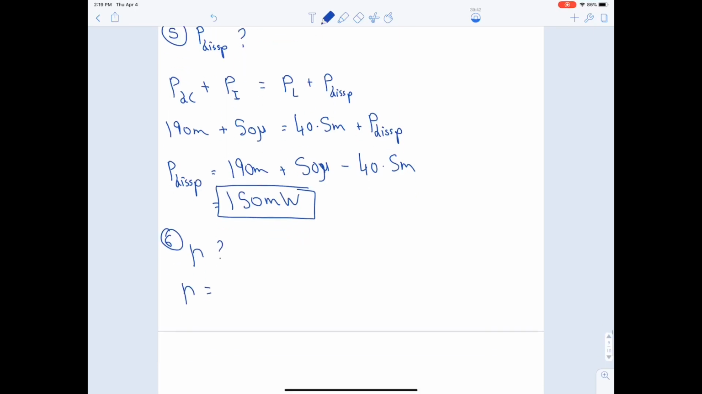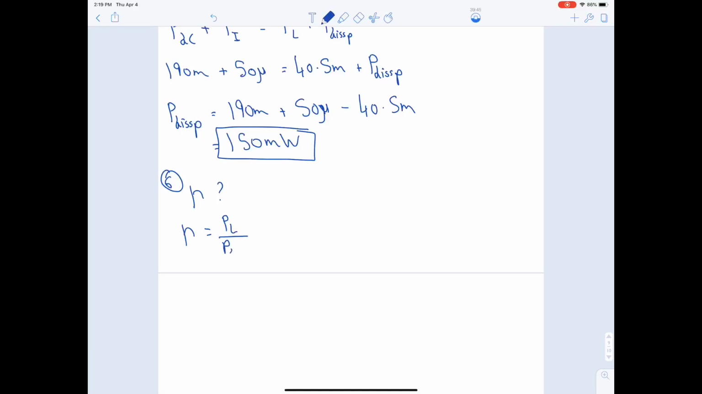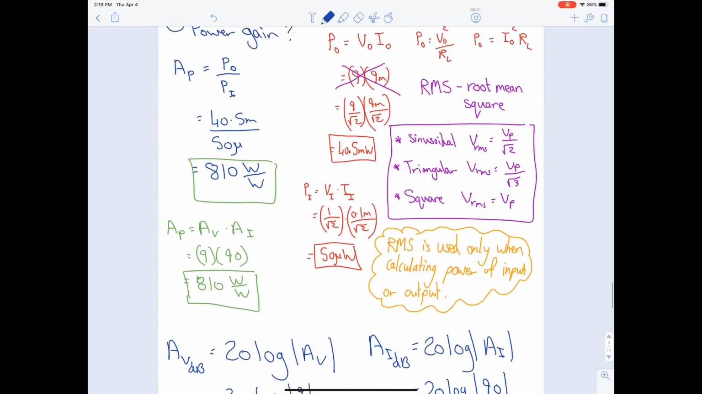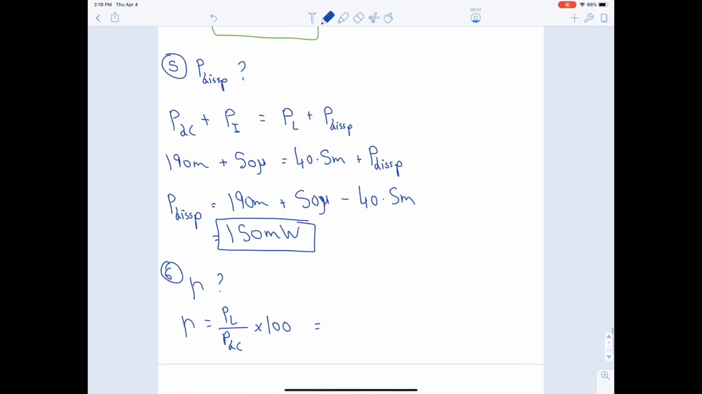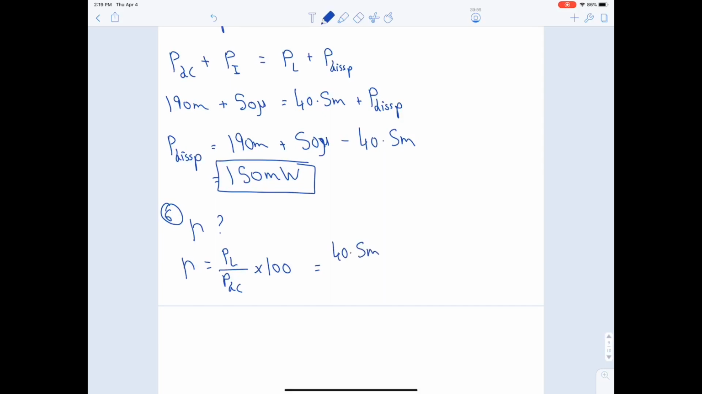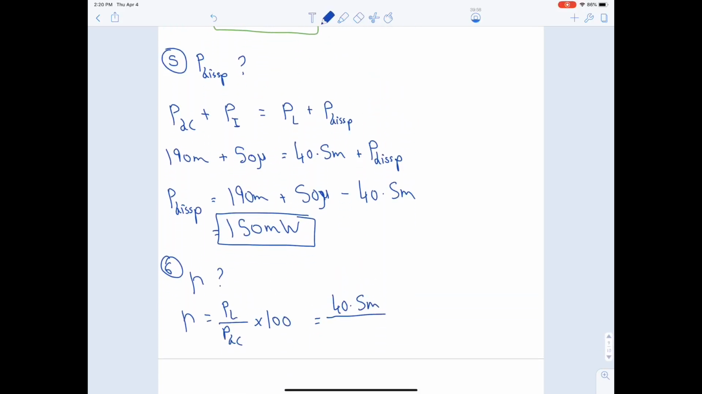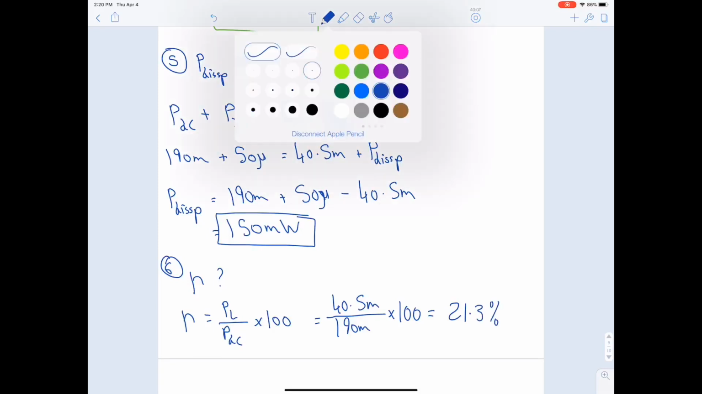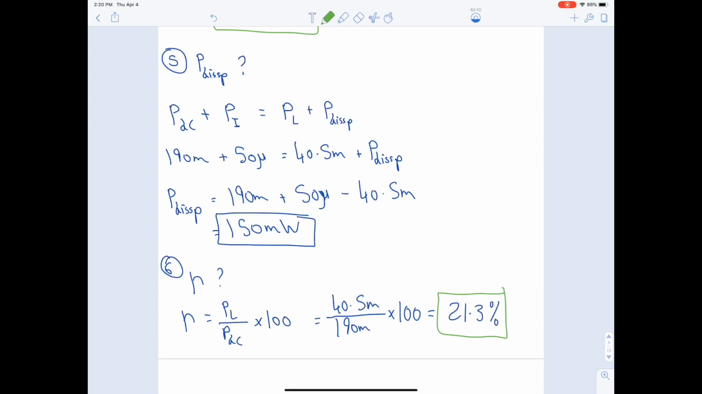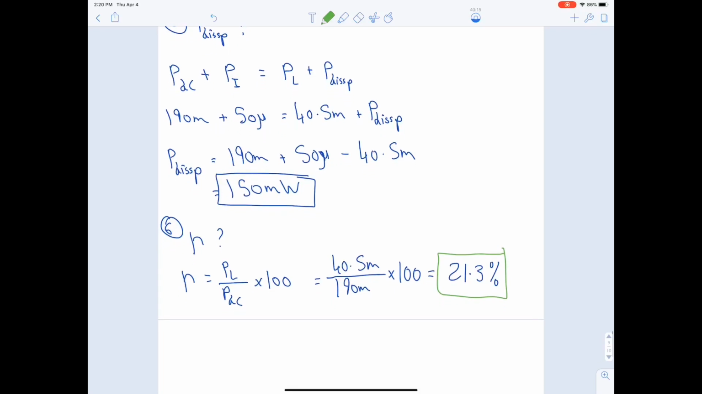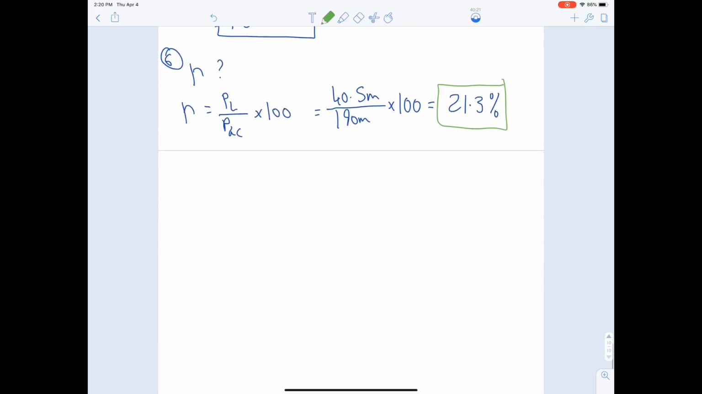Okay, the last requirement is the efficiency. Efficiency is equal to P load divided by PDC multiplied by 100. We said that the P load is equivalent to the P output, which is 40.5 milli, divided by PDC, which is 190 milli, multiplied by 100, will give me 21.3%. Okay, so now we have solved that question. It's easy, simple. You just need practicing. The trickiest part is when calculating the power input and power output. You need to remember to use RMS.